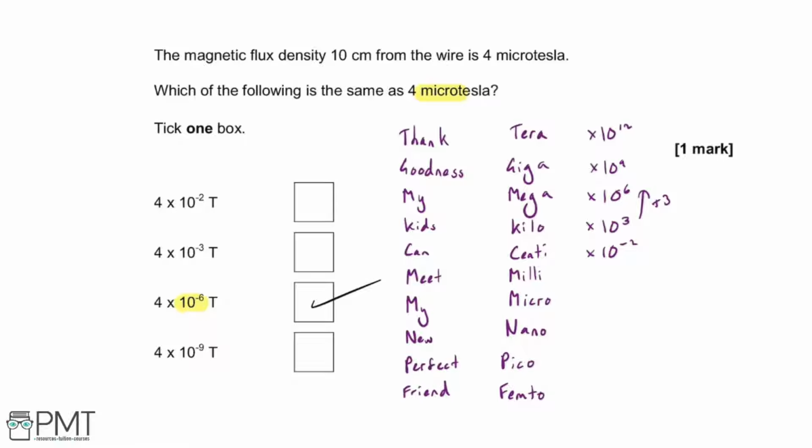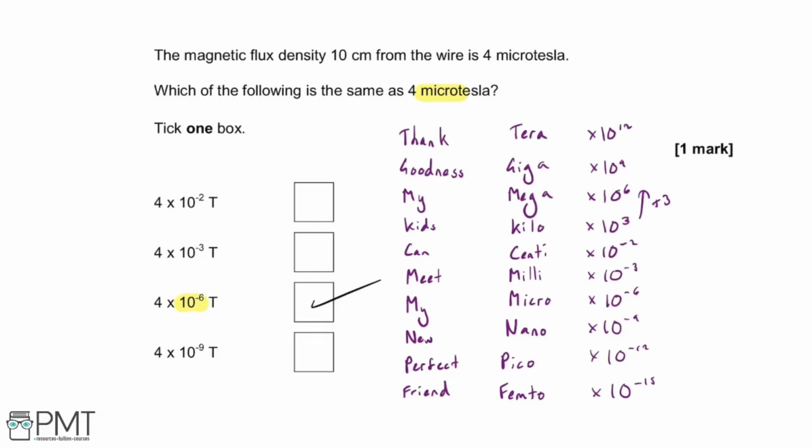And then a millimeter is times 10 to the minus 3. And then the power goes down in threes: times 10 to the minus 6, times 10 to the minus 9, times 10 to the minus 12, and times 10 to the minus 15. So that was a bit of a detour, not that relevant to the question, but I do think it's a good thing to remember. I found that acronym really useful when I was doing my GCSEs. So hopefully you'll find it useful too.